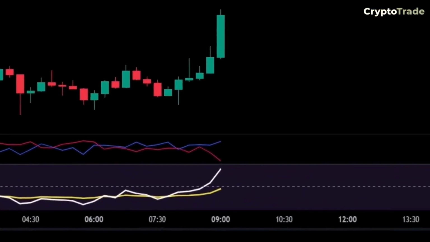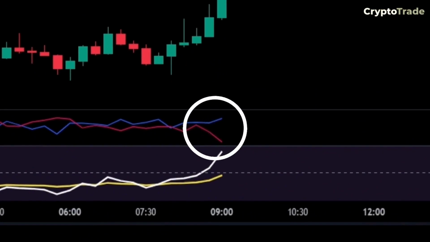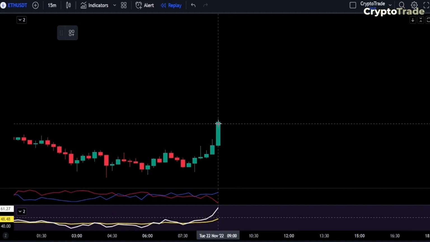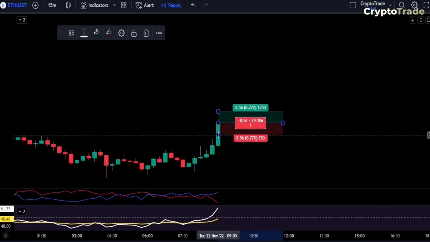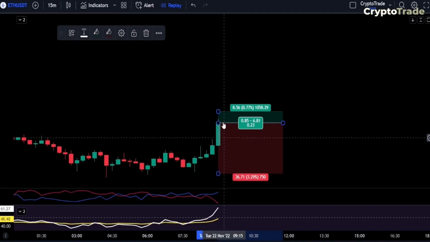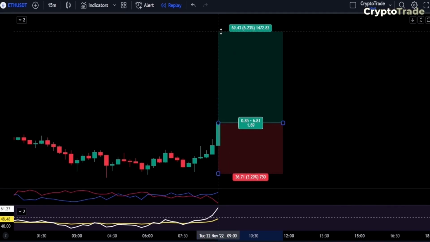For a buy order, VORTEX blue line must cross the red line upwards. RSI white line must be above the yellow line and above the middle line. If these conditions are met, place a buy order at the close of the candle. Place the stop loss below the nearest swing low. The risk to reward ratio will be set to 1 to 2.